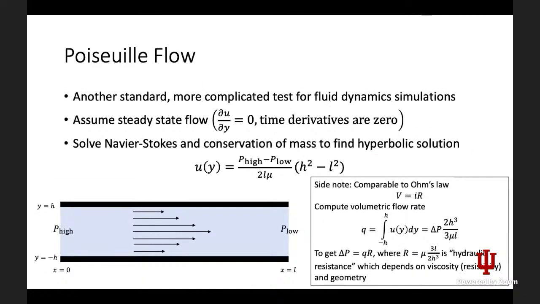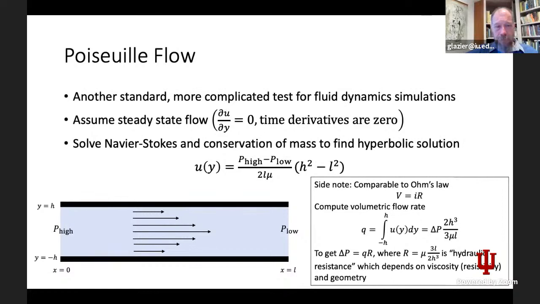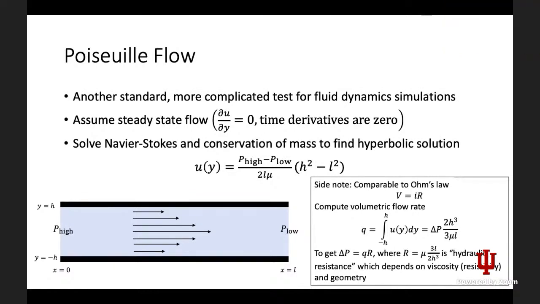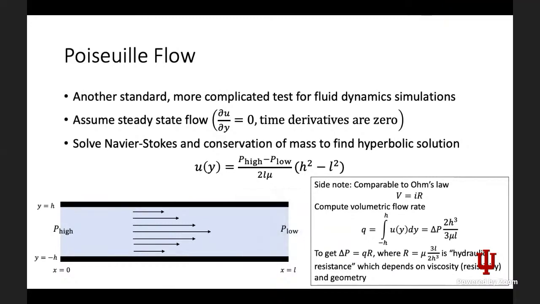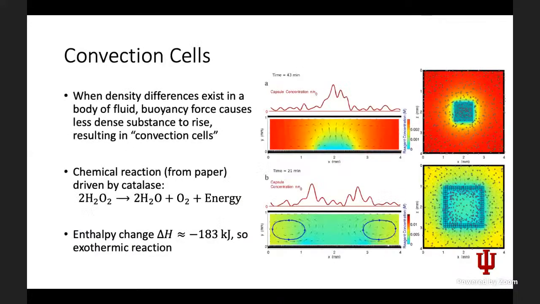And we're also going to look at Poisson flow, which is a kind of standard test for testing flow. It's a little more complicated though, but if we can get that to work, it'll be a step in the right direction.